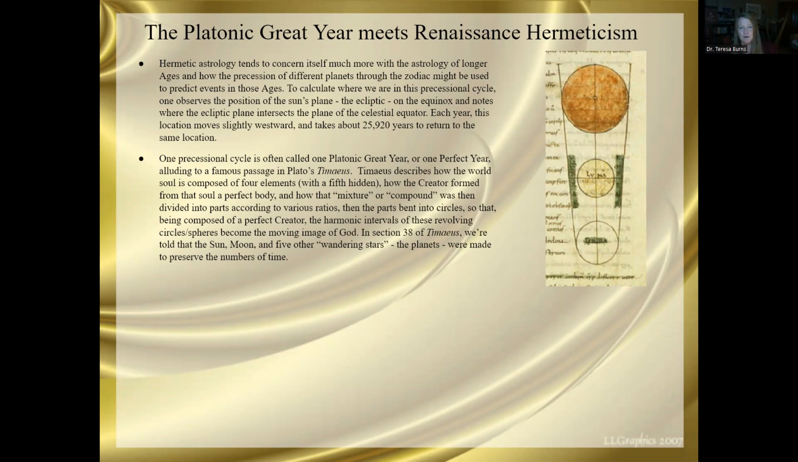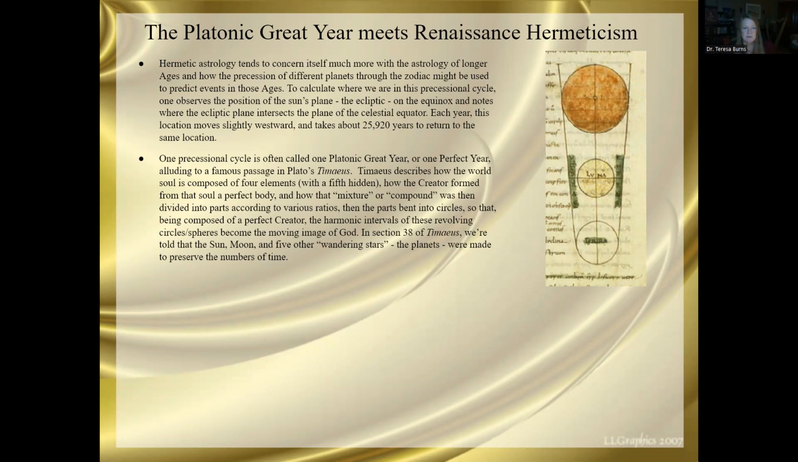If you did your homework and you read over the Timaeus, you know that it's talking about how the world soul is, when it's created, this eternal world is animated, and it's made of 4 elements with a 5th that's hidden. Then the creator forms this living cosmos. It's a perfect body. Your body, or a human body, is a microcosm of that macrocosm. Then you get this mixture compound divided up in a lot of different ways. The parts are bent into circles. The circles start spinning, or they imply spheres because they're always rotating.